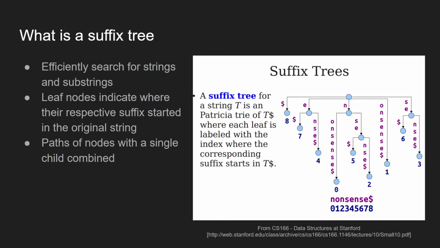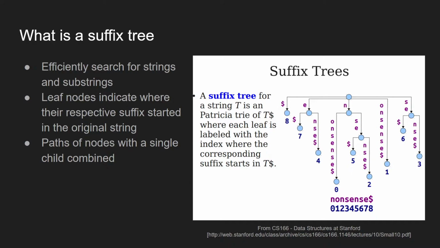Suffix trees are used to effectively search for strings and substrings. A suffix tree is a tree in which leaf nodes that indicate the ending of a suffix in an original string also hold a position at which that suffix started. Additionally, paths of nodes that only have one child are combined into a single node to preserve space. Also, there's an added character at the end of the string, which we will get to.